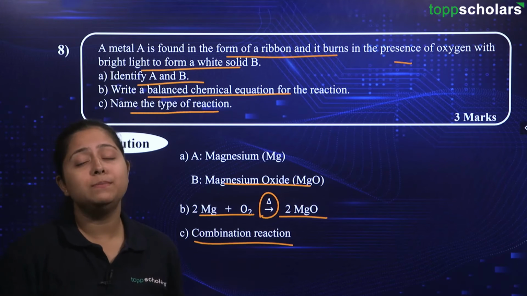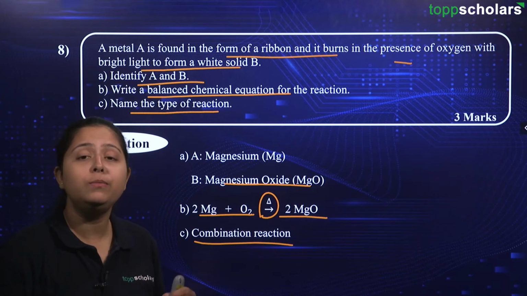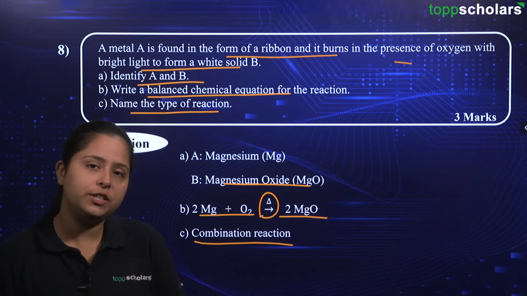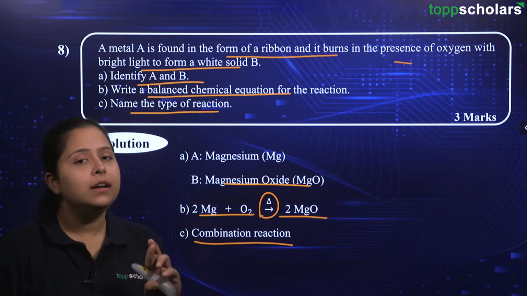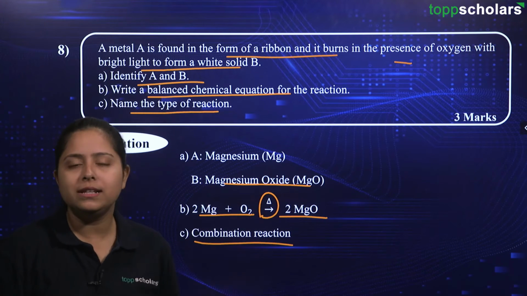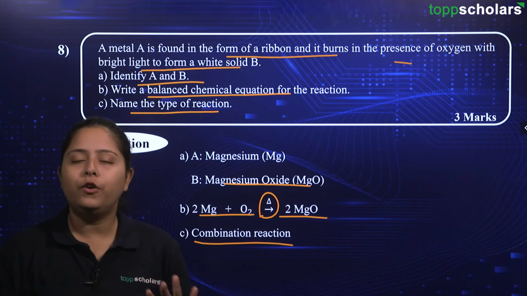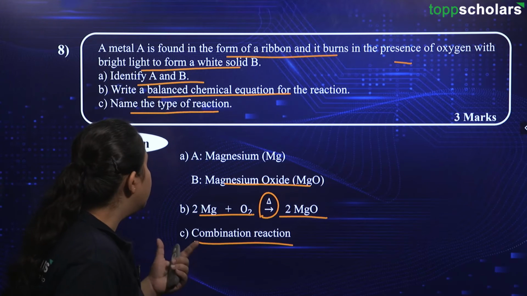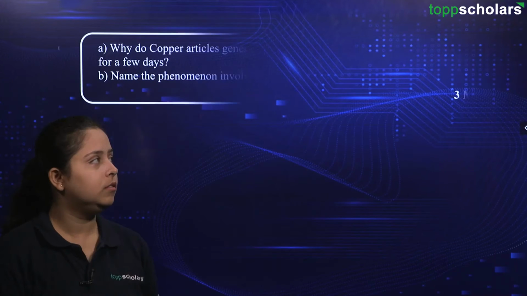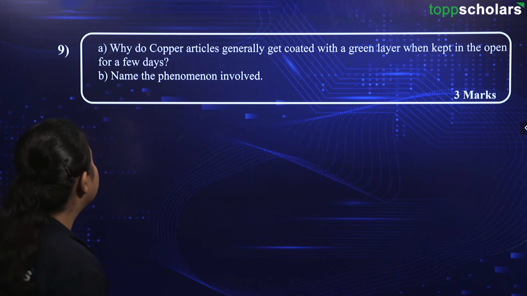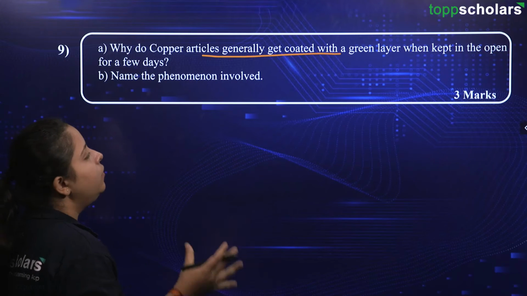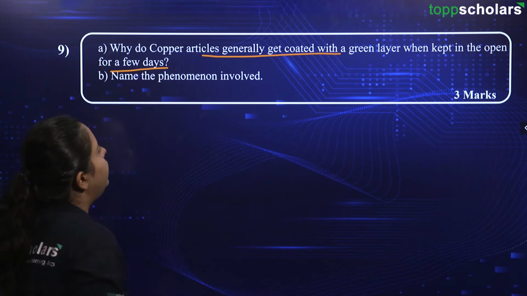In your textbooks, many activities are given to make you understand. From those activities as well, you can expect questions. Hence, you should not omit the activities. At least you should revise those things when you are revising the chapter. So, here this question was coming from combination reaction types. The question here is, why do copper particles generally get coated with a green layer when kept in the open for a few days?